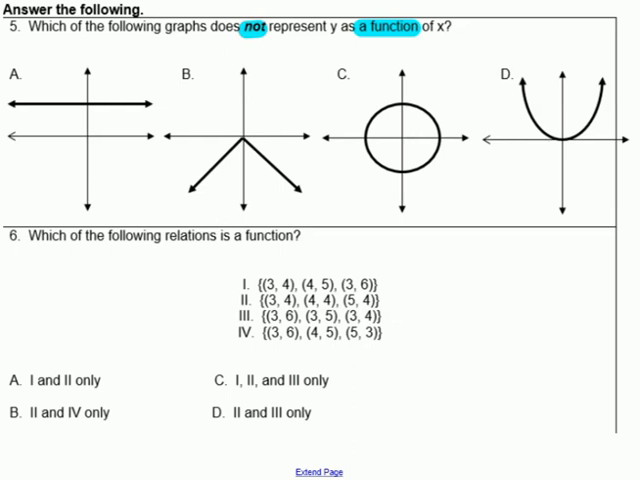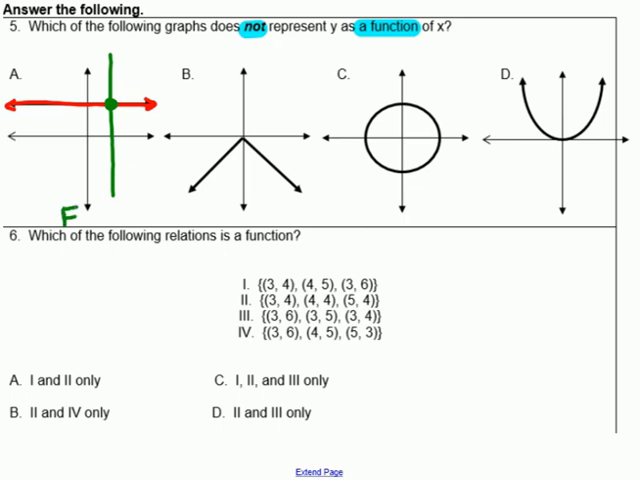To use the vertical line test, we're going to start by identifying the shape that's on our graph. In A, we have a horizontal line that's graphed, and we're going to use the vertical line test to determine if that relation is a function. So I'm going to take a vertical line and draw it through my shape to see if it ever touches that shape more than once. Okay, so notice that in this graph, the vertical line only touches that shape once, so answer A is a function.